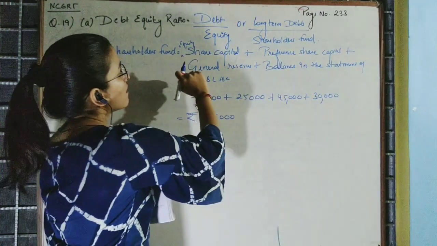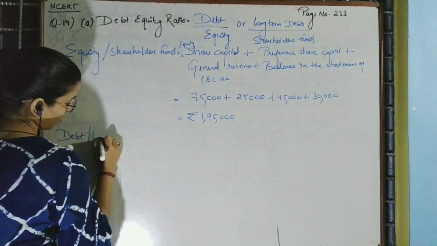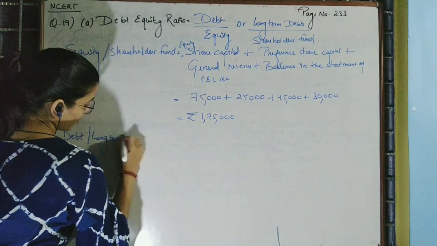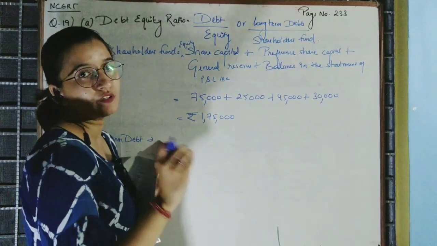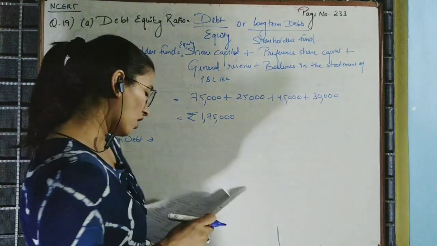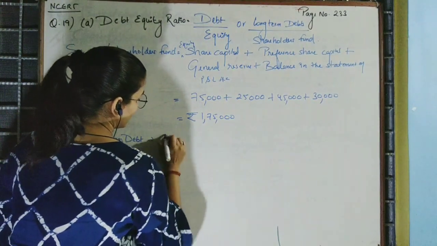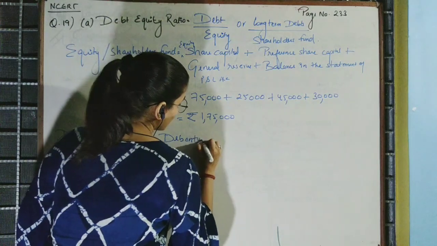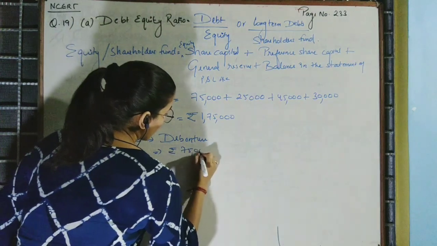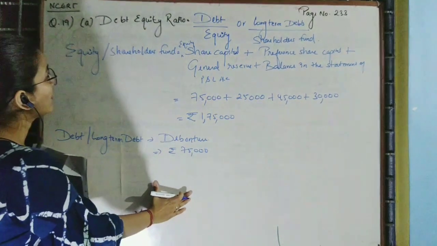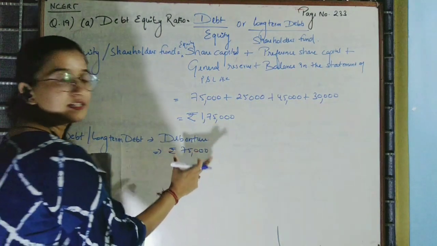Now we will calculate the amount of debt, or we can say long term debt. Long term debt means the debt which is due for the period of more than 1 year. So here long term debt is debentures. Debenture is rupees 75,000. Debenture is considered as long term debt and the amount of debenture is rupees 75,000. So here we have the amount of equity 1,75,000 and long term debt 75,000.